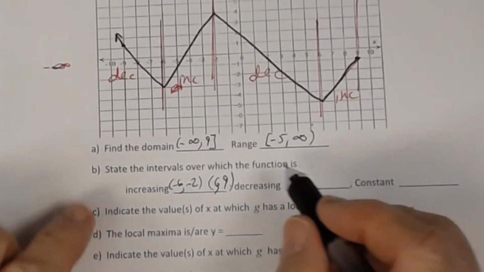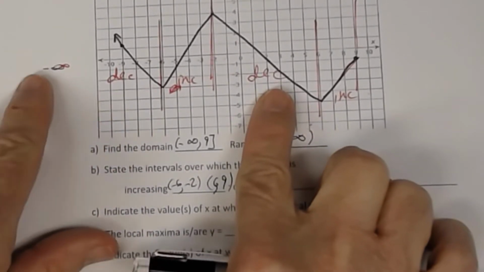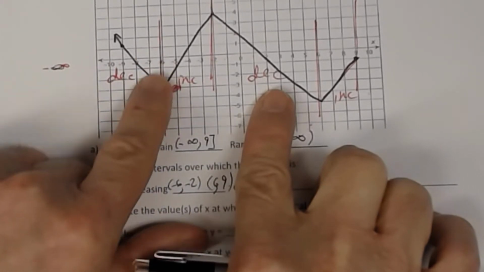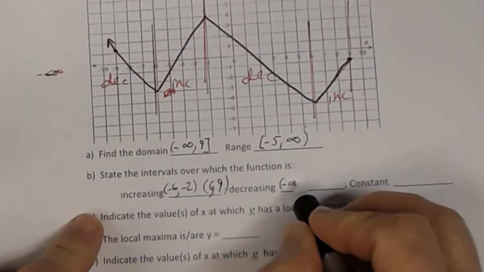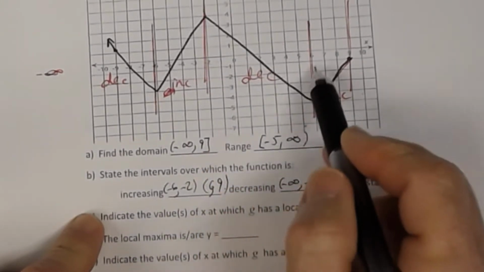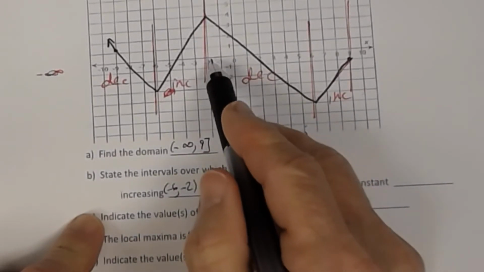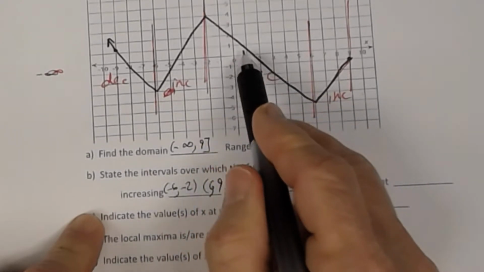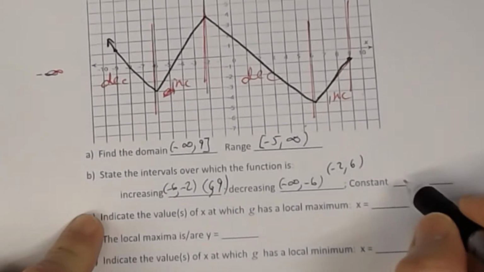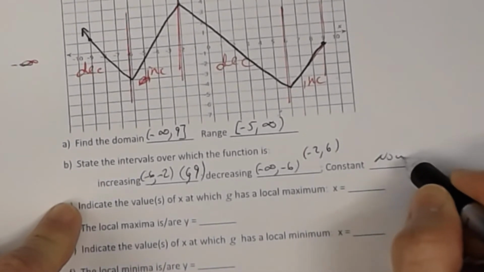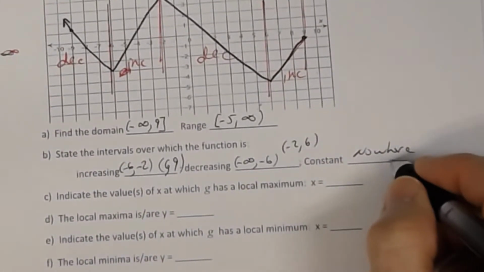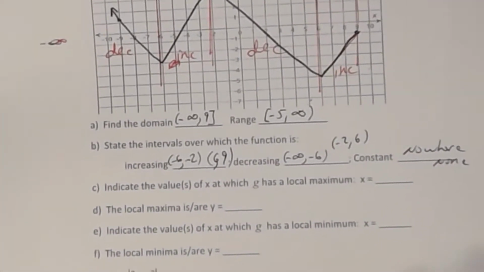I am decreasing in two places. From negative infinity, that's an arrow, all the way to negative 6. So negative infinity, negative 6, and also from negative 2 to positive 6, my y values are decreasing. So negative 2, positive 6. Constant, nowhere. And if you put the word none, that's fine. Nowhere, none, you can say that as well.